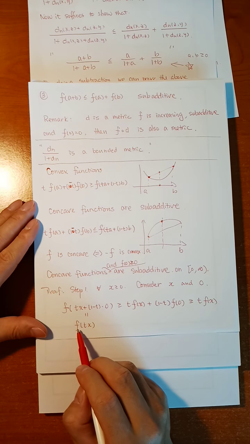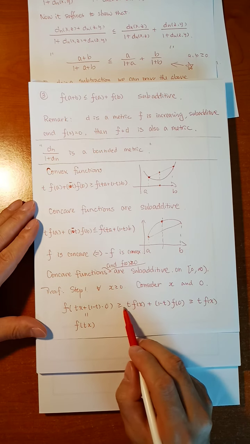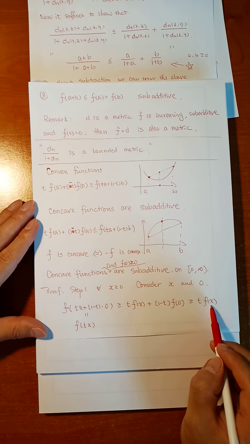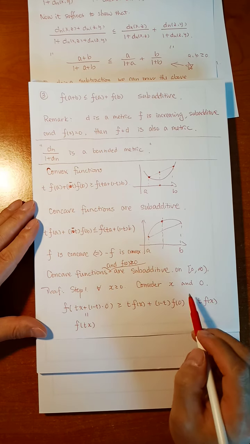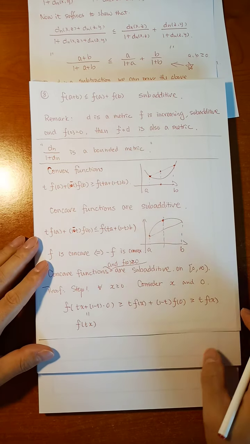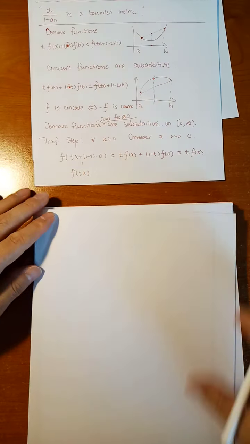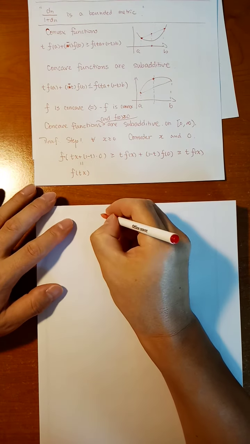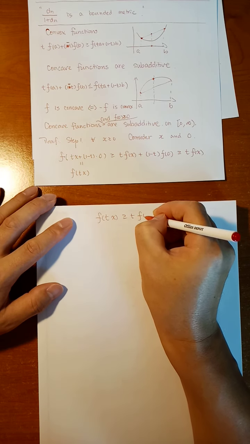Okay, so in step 1, what do we prove? We prove f(tx) is greater than or equal to t f(x) with the condition f(0) is greater than or equal to 0. We just directly drop it. All right? Okay, so let's see what we have. We have f(tx) greater than or equal to t f(x).